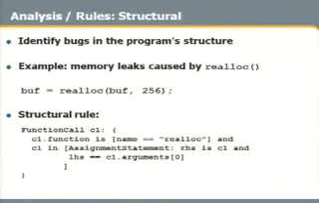I'll put a more sophisticated structural rule up on the screen next. The idea is if you call realloc on a buffer and assign the result into that same buffer, if the call to realloc fails, then you may have just leaked that memory. And there's a structural rule up on the screen that describes how you can explain that property to the analysis engine.